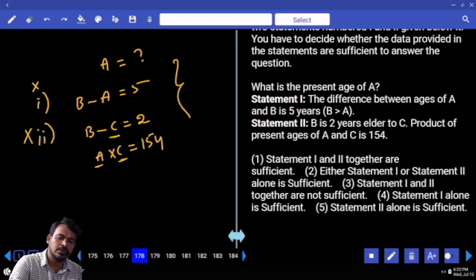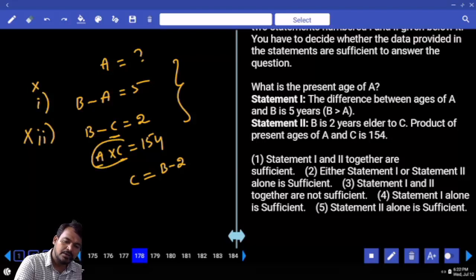By using both the statements, yes sir, because in place of C we write how much? B minus 2. C equals how much? B minus 2, and already we know A into C equals how much?